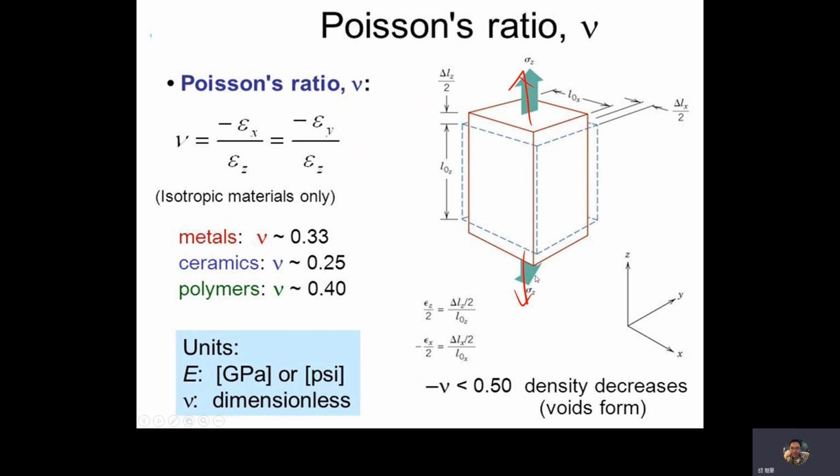Therefore, we define the Poisson ratio as this trend in the x direction, or y direction, divided by the z direction. The minus sign means that we have to modify the Poisson ratio value to be positive. And usually the Poisson ratio will be between 0 and 0.5. We're within this range, usually.